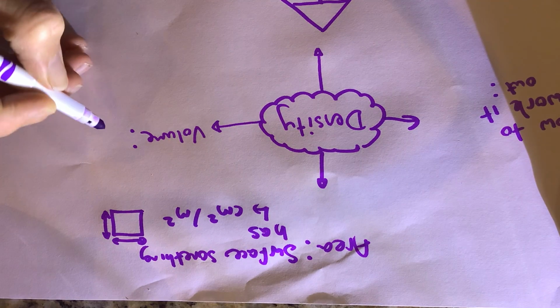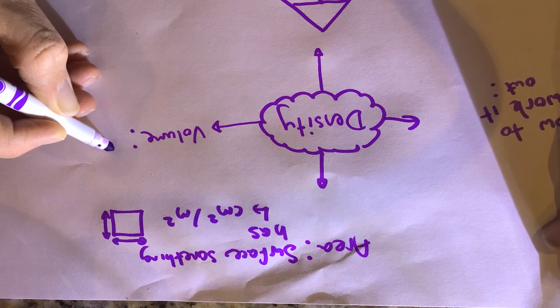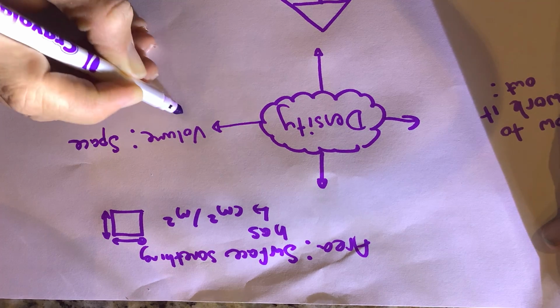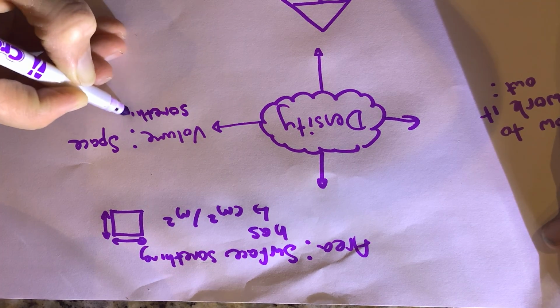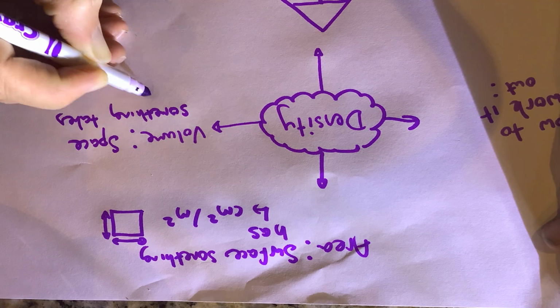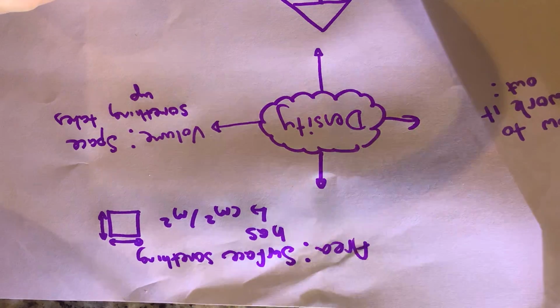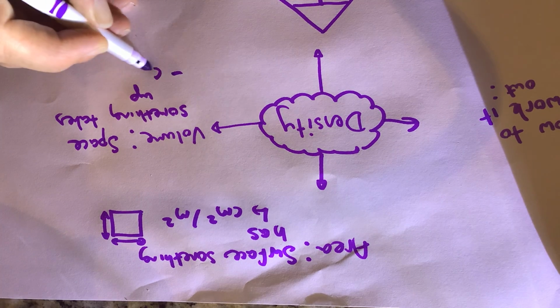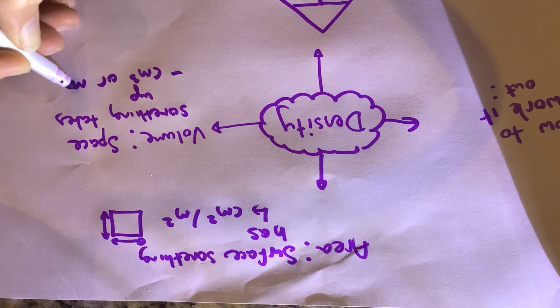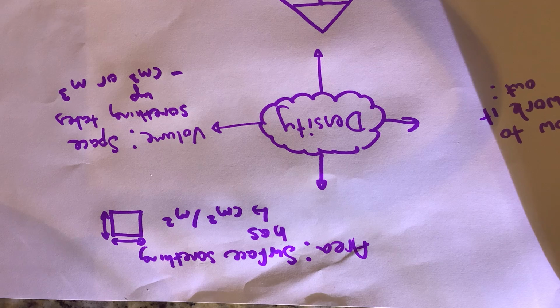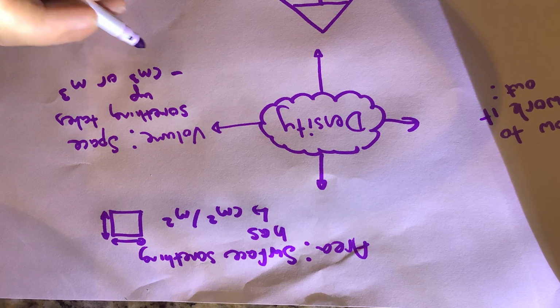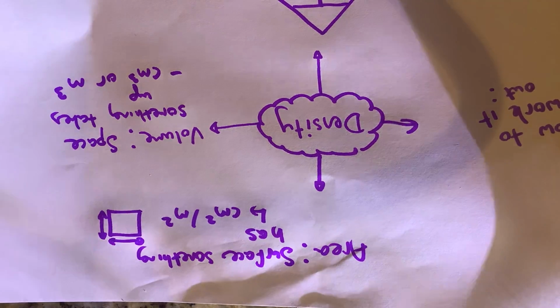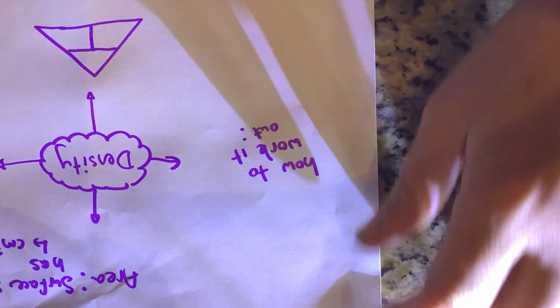Volume is the amount of space that something takes up. That is measured in centimetres cubed or metres cubed. They're the units for that. Now how we usually measure the volume of something is we do what's called displacement.